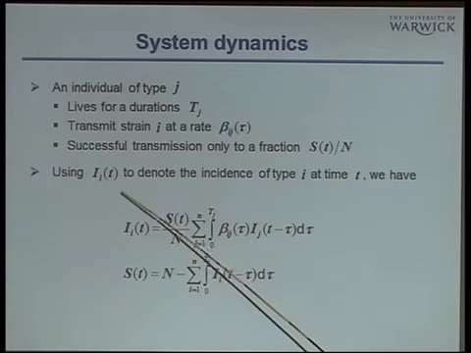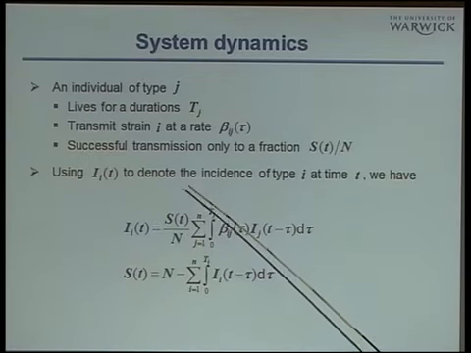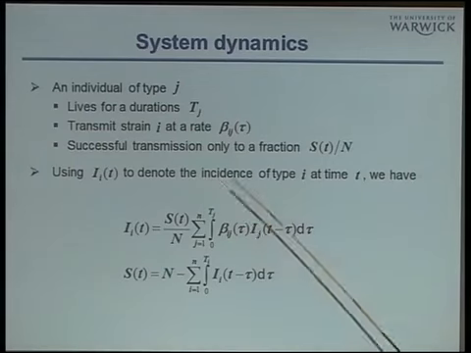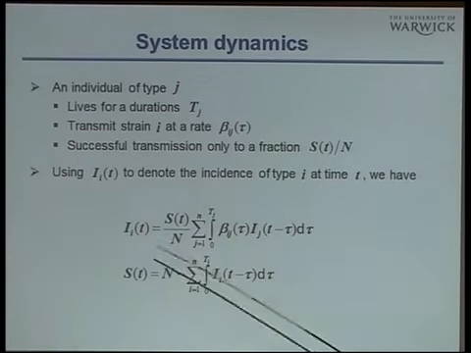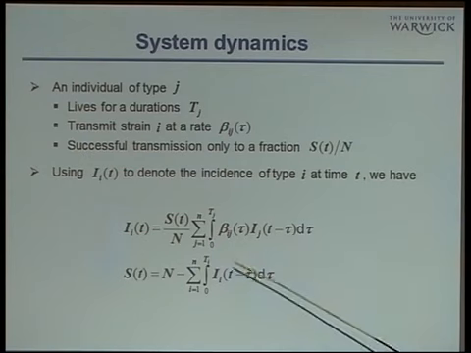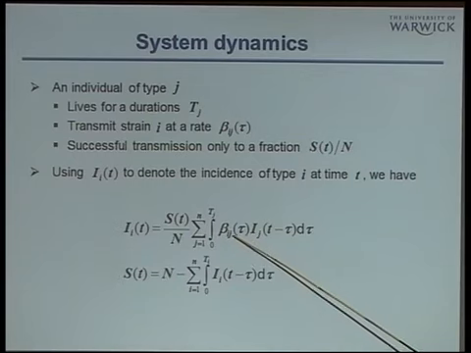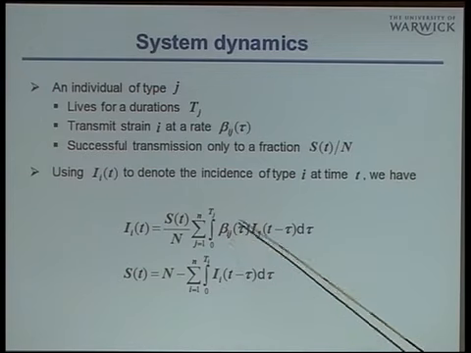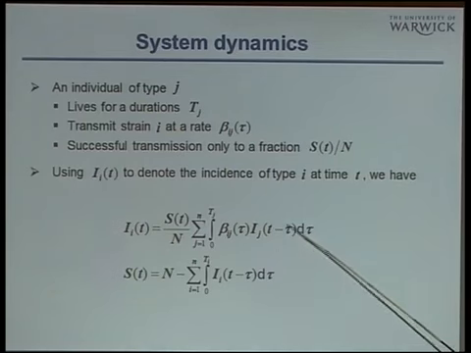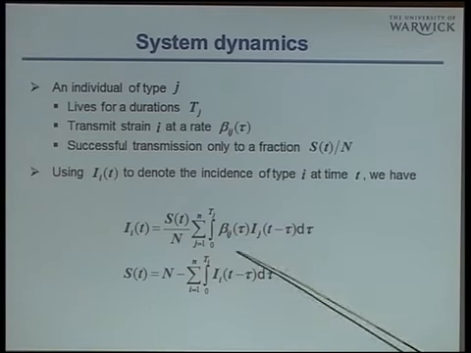I use I of t, sorry about the notation, to denote the incidence, not the prevalence, the incidence of individuals of type I at time t. And so the equations are like this. New cases of type I are generated because the infectivity profile that leads to the creation of new individuals of type I from an individual of type J at time tau is multiplied by individuals of type J that got infected tau units of time ago. Then I integrate over all times between 0 and the duration of the life of an individual of type J, and then I sum over all types J.